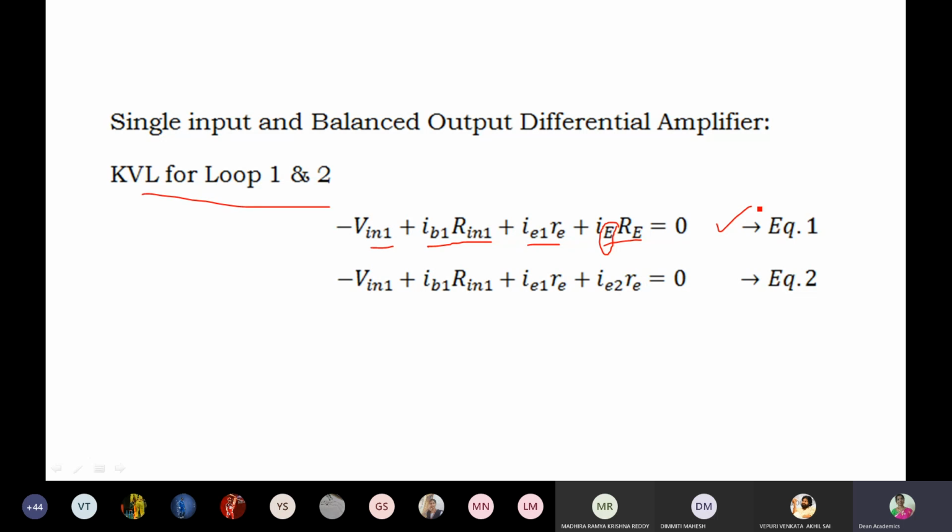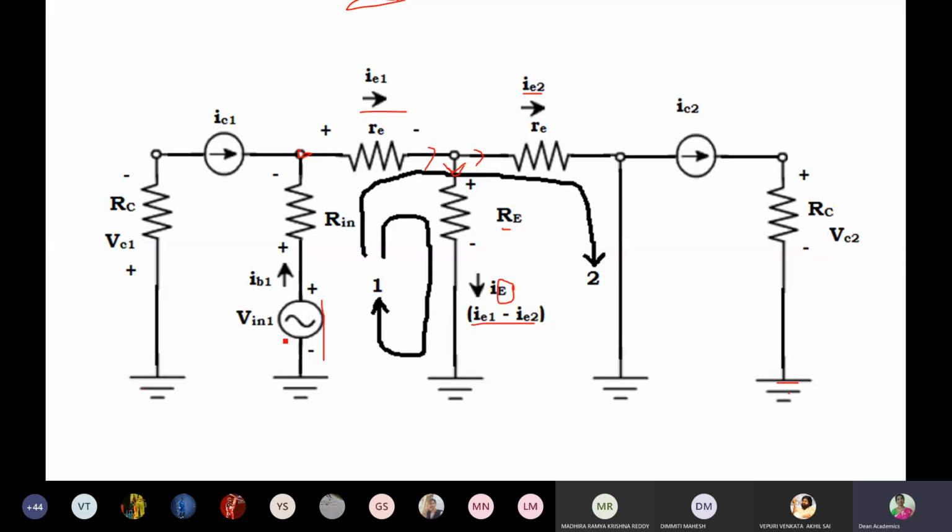Is this equation clear to you? Yes, ma'am. Okay, I repeat once again. This is minus Vin1, one component; this is the second term, this is the third term, and this is the fourth term. The algebraic sum of voltages in this closed loop equal to 0. That is minus Vin1 plus IB1 Rin1 plus IE1 RE plus IE1 RE into (IE1 minus IE2), or capital IE. So this is KVL for loop 1.